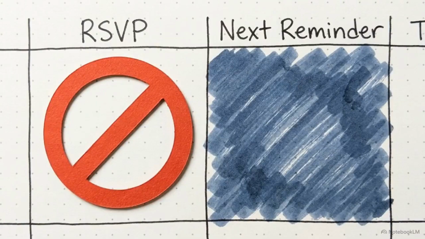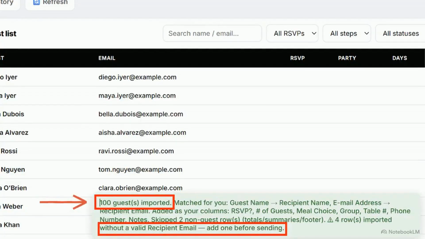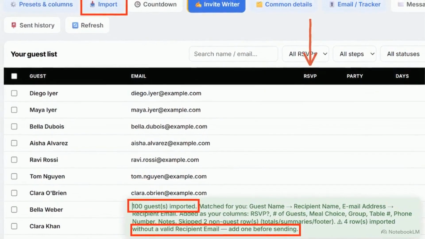The code enforces social boundaries. If a guest clicks no to an invitation, they are physically skipped during all future reminder waves. You will never accidentally nag someone who already declined. This success notification confirms the tool just imported 100 guests from a messy source. It auto-maps headers like meal choices and translates plain English responses into a clean, trackable format.